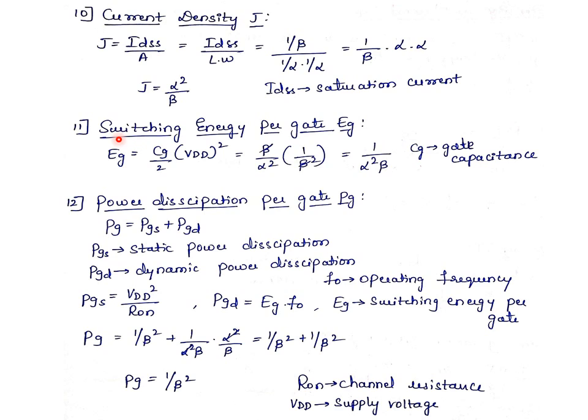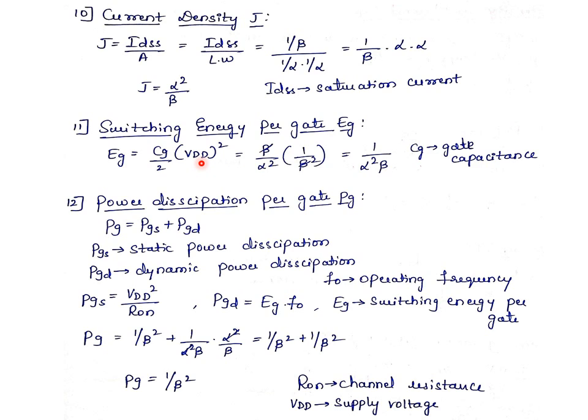Now coming to the next one, that is switching energy per gate. Here I can represent it in this form. The formula for this EG is CG by 2 into VDD square. Already we know what CG, the gate capacitance, is. 2 is a constant value here, so you have to neglect it. Here CG is scaled by a factor of beta by alpha square, and VDD is the supply voltage.